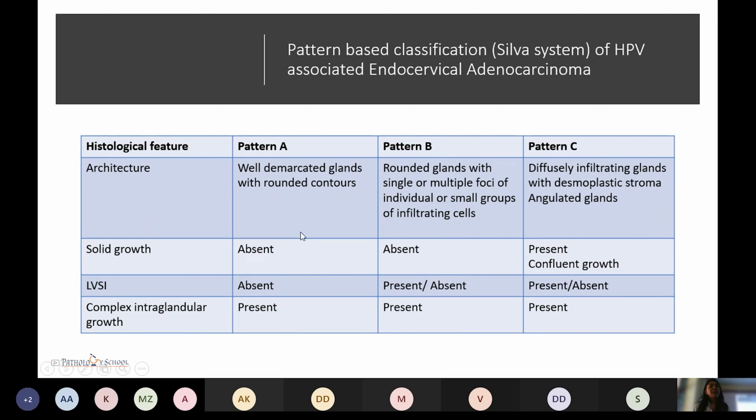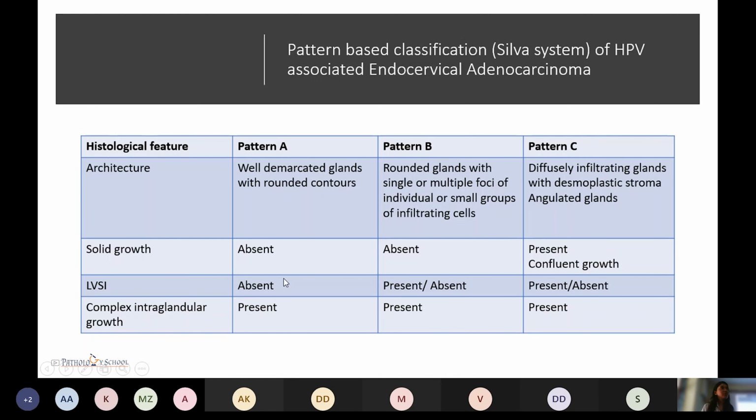Solid growth pattern is absent in pattern A and B. It is seen in pattern C. It is called a confluent growth pattern. It could be in the form of solid, mucin, or papillary growth pattern. Lymphovascular space emboli are absent in pattern A. It could be present in pattern B and C. And complex intraglandular growth is seen in all the three patterns.